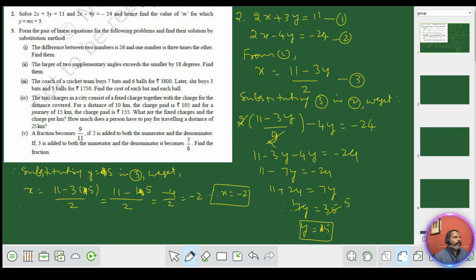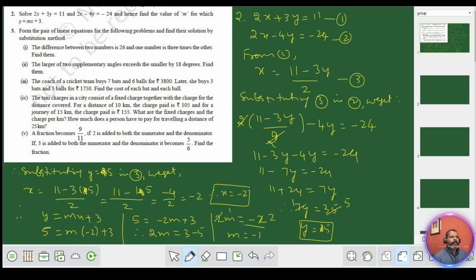Therefore, y equal to mx plus 3, you just write once, y equal to mx plus 3, then substitute the values. Y is 5, m of x is minus 2 plus 3, that is 5 equal to minus 2m plus 3. I'll take minus 2m to the left hand side, it will become 2m, 5 to the right hand side, that is 3 minus 5. So 2m equal to minus 2, m equal to minus 1.